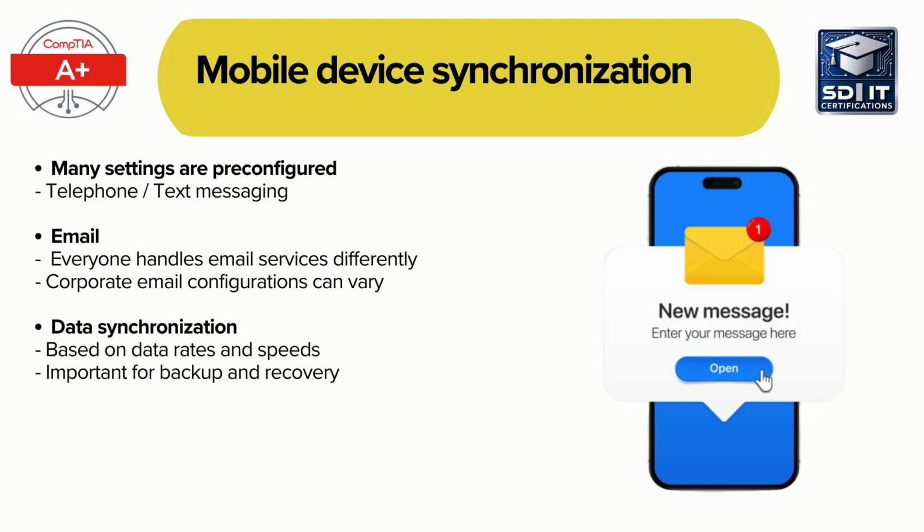The MDM also allows you to configure how this device will be synchronized over the air. Since these devices are rarely plugged into a central facility, we need some way to back up the data that's being stored on these mobile phones. Some of these settings are already pre-configured. For example, your telephone information and messages is something that we know will always be configured and set up on these devices. But different organizations might use different types of email.